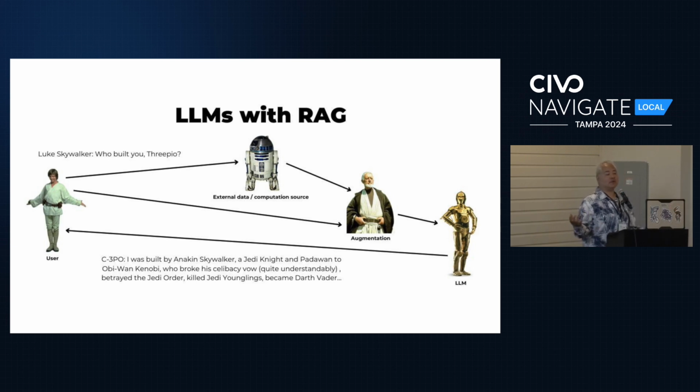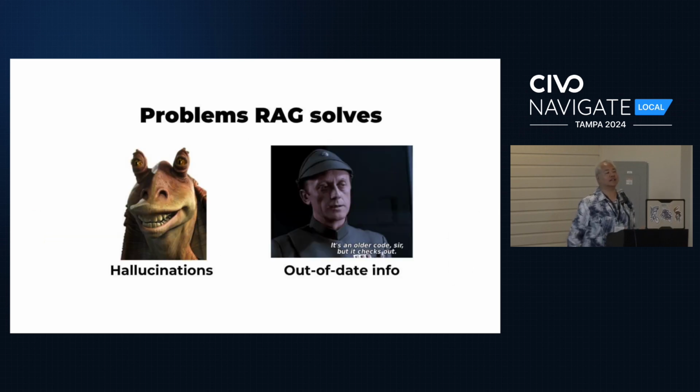Now, the problems that retrieval augmented generation solves are primarily two things: hallucinations, represented by Jar Jar Binks, and of course, out-of-date info. So the idea basically is, let's bring the LLM up to date and let's provide it with a little more information so that its answers are more accurate or up to date.